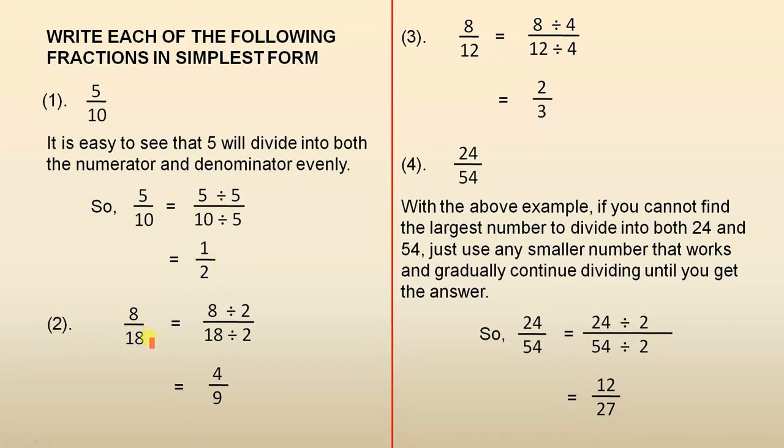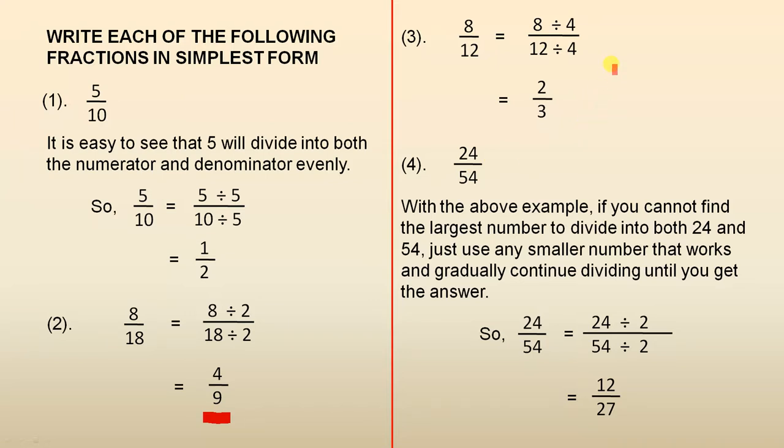8 over 18. They are both even numbers. We can see that 2 will divide into both of them. 8 divided by 2 gives us 4. 18 divided by 2 gives us 9. So 4 over 9 is in simplest form.